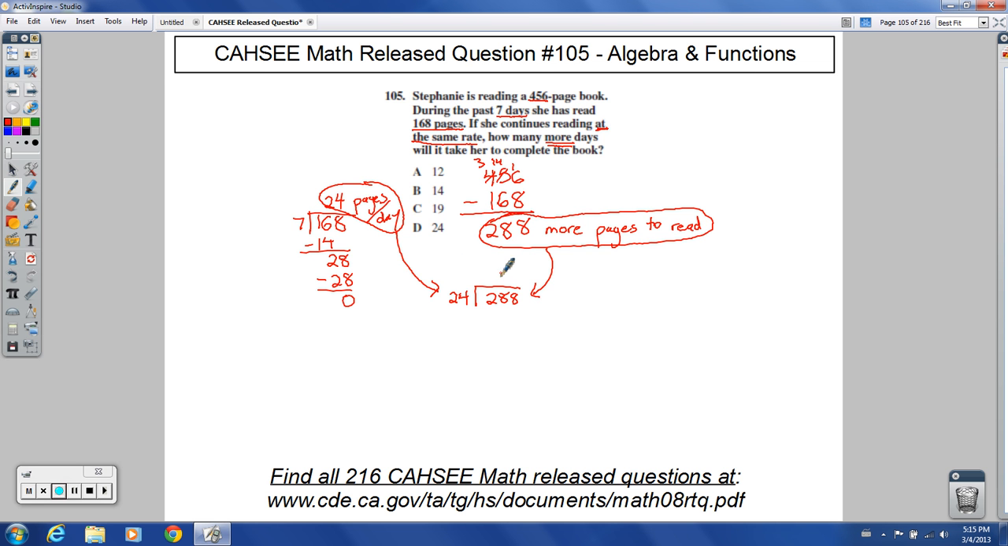24 goes into 28 one whole time. If you subtract 24, you're left with a 4. Carry the 8 down. You've got 2 right there. So how many more days? This cancels out completely. You have a 0. You have 12 more days to go at the same rate. Number 105, choice A.